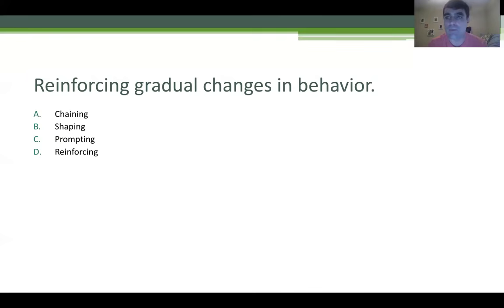Everybody wants to say, well, I missed the applied questions, I missed all the questions that asked me to apply it. But then you go through it and ask them a simple definition question and they miss the easiest question on the test. You can't do that. You need to know your definitions. So when you read this one, you answer it in 15 seconds and you move on. Reinforcing gradual changes in behavior, that is shaping.